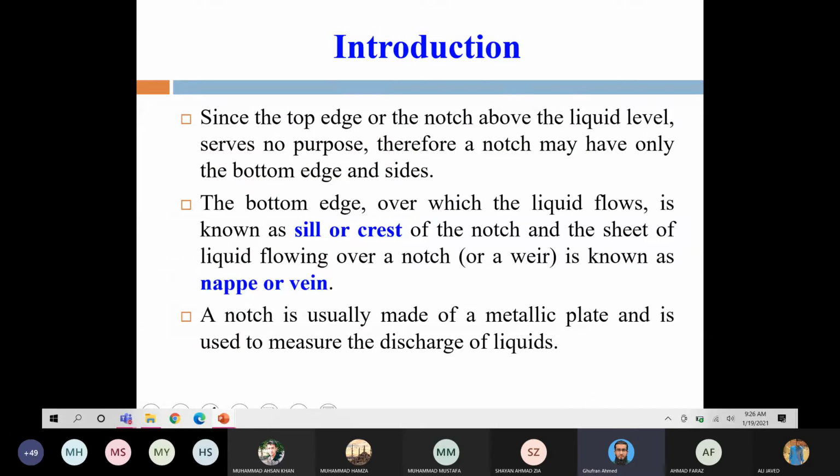The top edge of the notch above the liquid level serves no purpose, therefore, a notch may have only the bottom sides and edge. The bottom edge over which the liquid flows is known as sill or crest of the notch, and the sheet of the liquid flowing over the notch or a weir is known as nappe or vein. So the bottom part over which the liquid flows is basically the sill and the water which flows over the sill is the nappe or vein. A notch is usually made of a metallic plate and is used to measure the discharge of liquids. Okay, so usually it is made of a metallic plate.